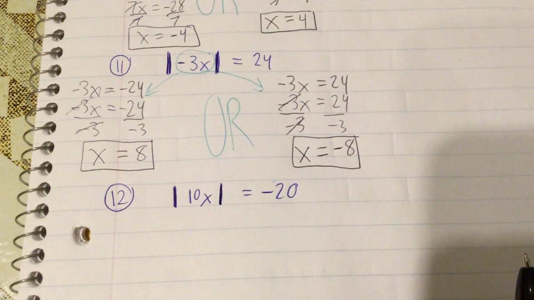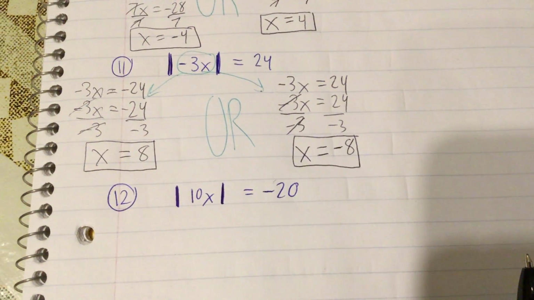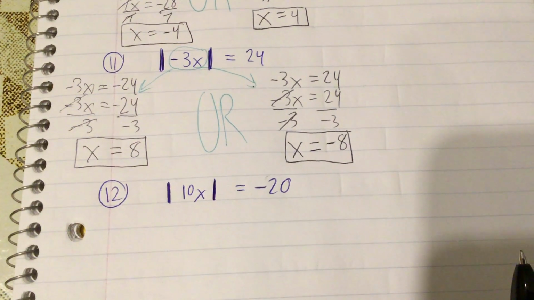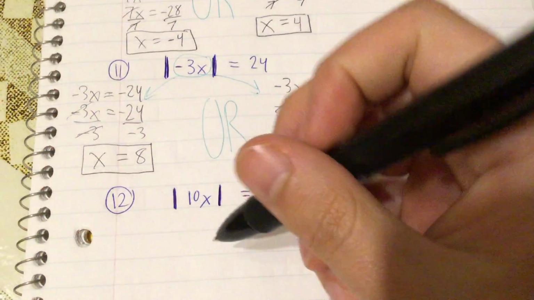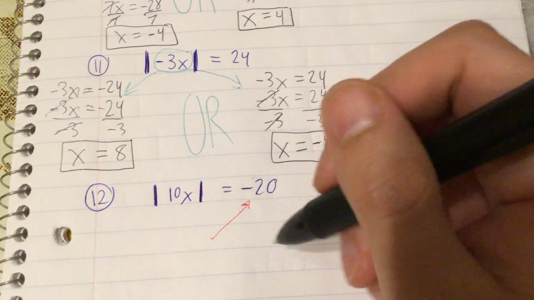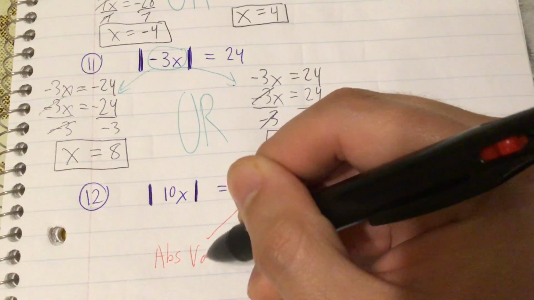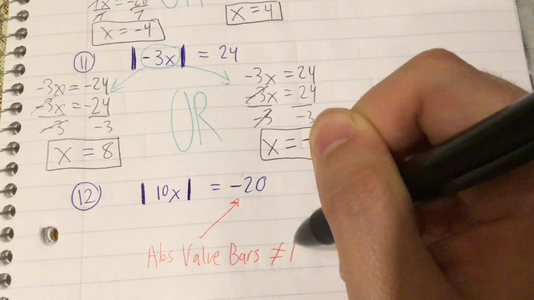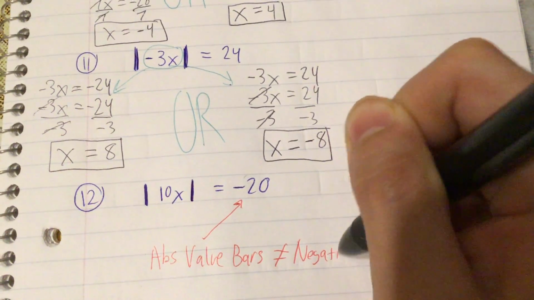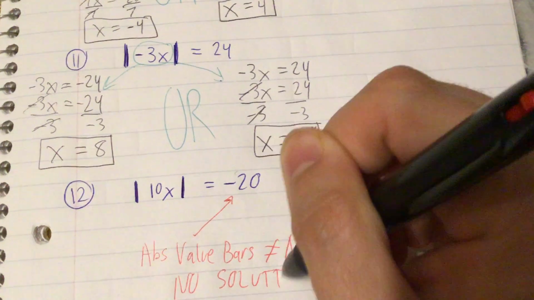Number 10. The absolute value of 10x equals negative 20. Is this problem solvable? Nope, because that output is negative. The bars can never equal a negative. So the absolute value bars equals a negative. That's impossible. So therefore, there's no solution for x.